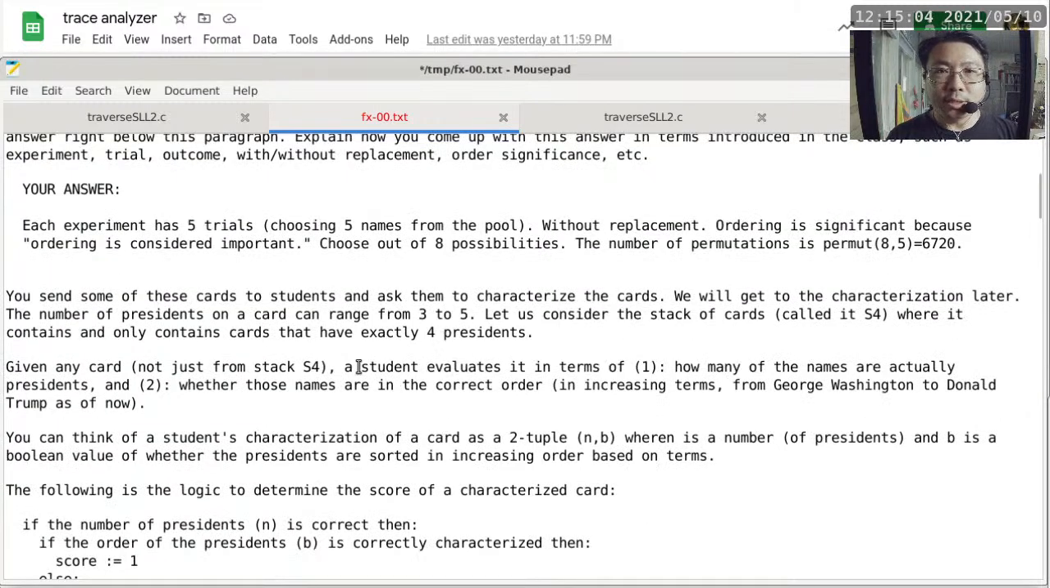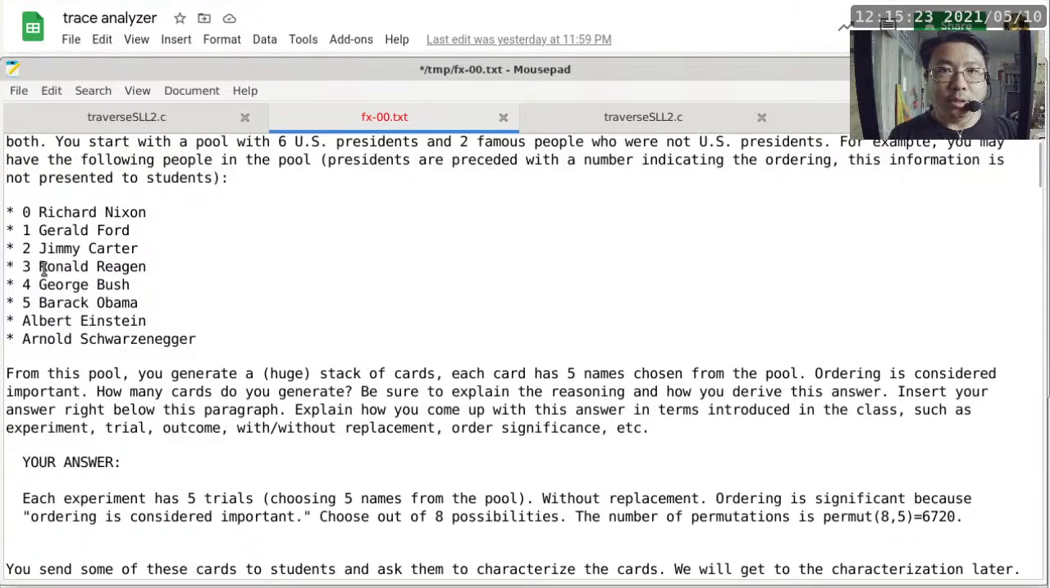All right, so the characterization involves 2 parts. The first part is to identify how many are presidents, and the second is to identify whether the presidents mentioned are in the correct order or not. So that also means you can have interleaving of non-presidents. If I have a card that has Jimmy Carter, Albert Einstein, George Bush, and Barack Obama, that will still be in order, because if I don't count the person who is not a president, all the presidents on that card are still in the correct order.